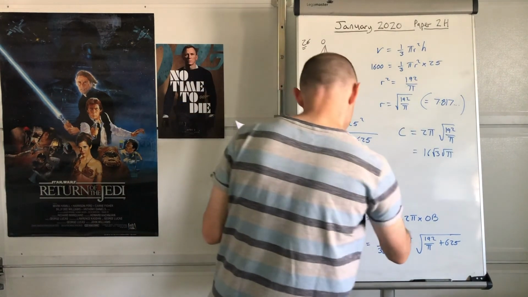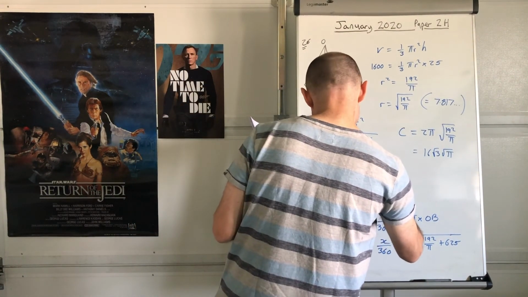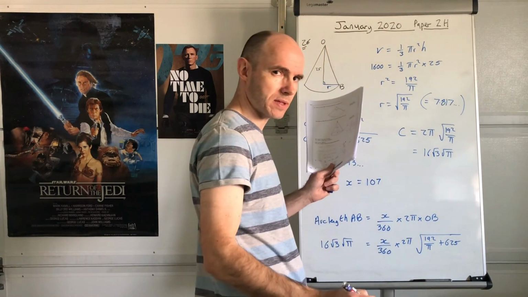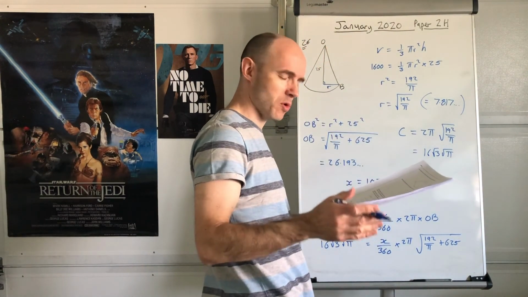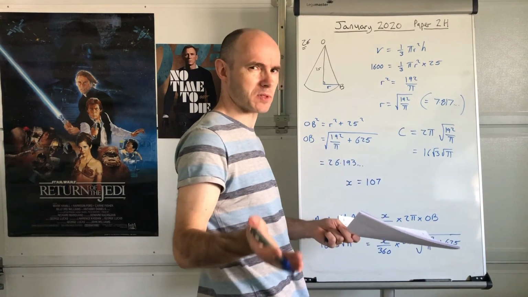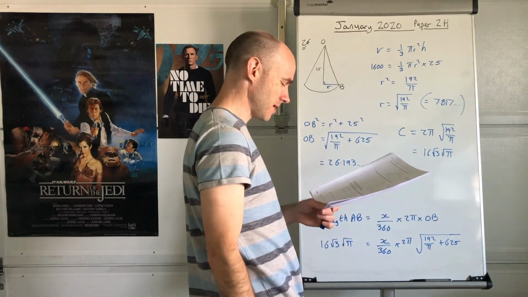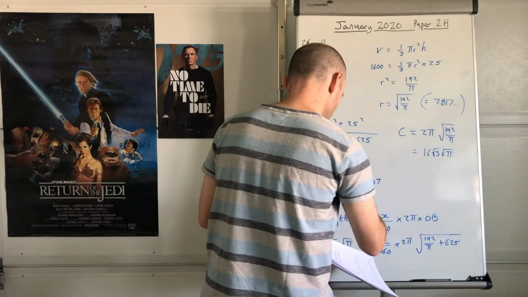Now I reckon x is 107.443 something. Just check. If you've got 107.443 something, then that's a reasonable degree of accuracy. So well done. But 107 is what you need to round it to the nearest whole number.